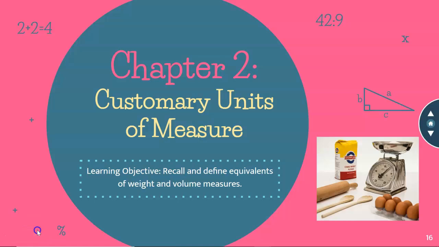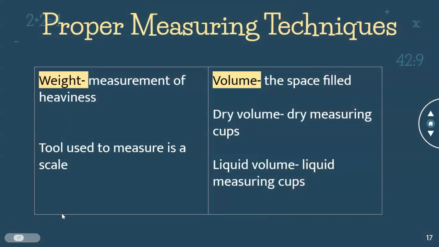Chapter 2, Customary Units of Measure of our culinary math sequence. The objective of this chapter is to recall and define equivalents of weight and volume measures. So again, a lot of this is going to be recap from things that you learned in culinary basics, pastry, and cuisine. And we're going to relate it to how we're going to apply it to catering and the overall culinary math. So before we really dive in, we need to define the difference between weight and volume.